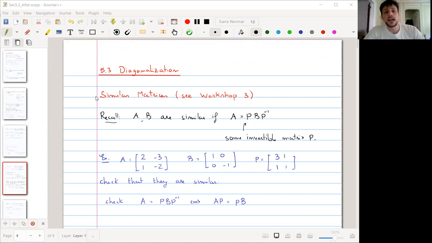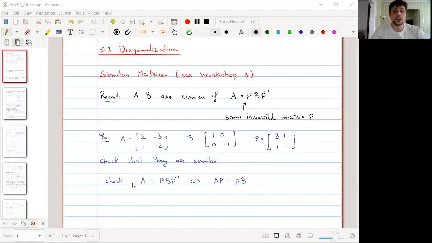Before we move on, I want to remind you of the notion of similar matrices. We've already seen it in a workshop, and here is the definition. We say that two matrices, A and B, are similar if I can write one as PBP inverse, so if I can squeeze the other between a certain invertible matrix and its inverse, just as it's written here.